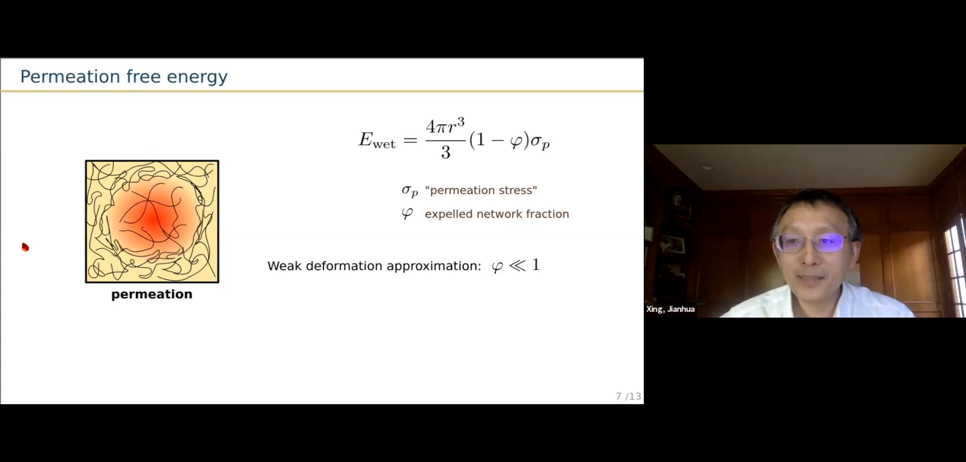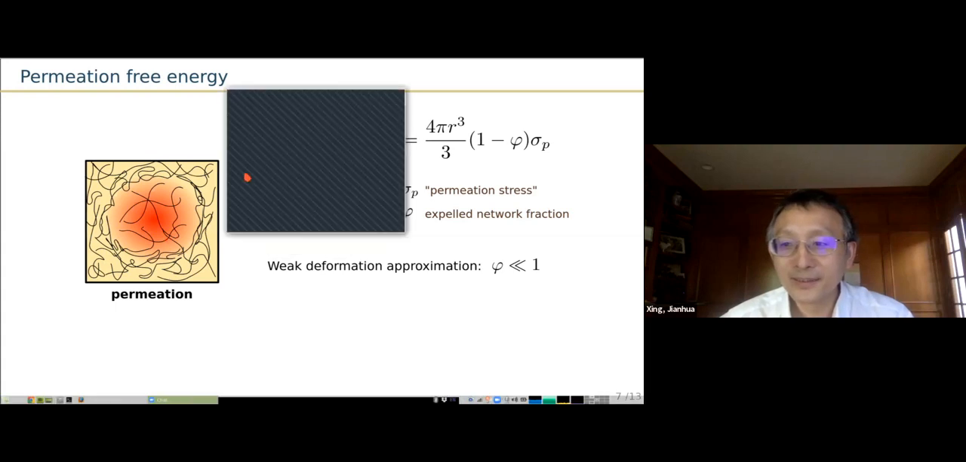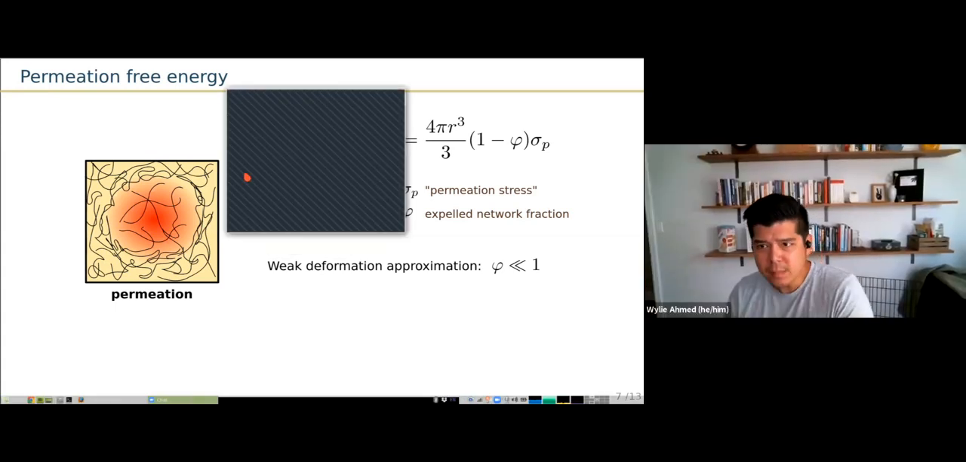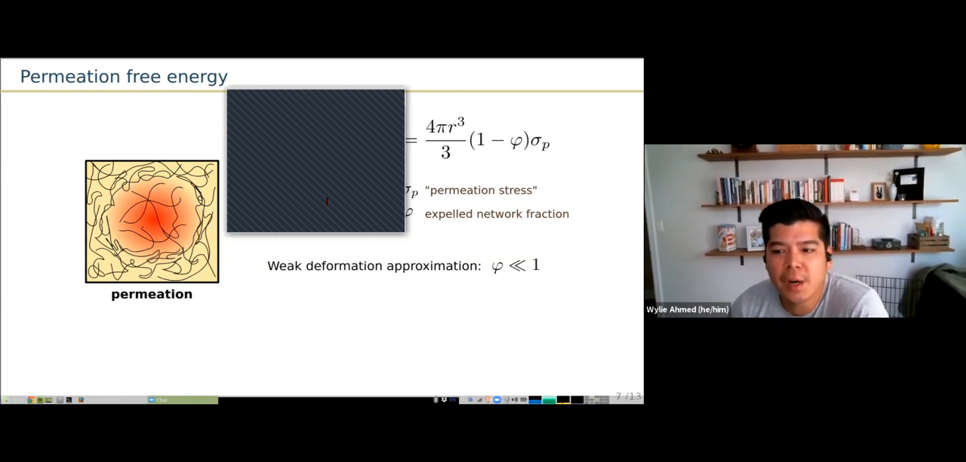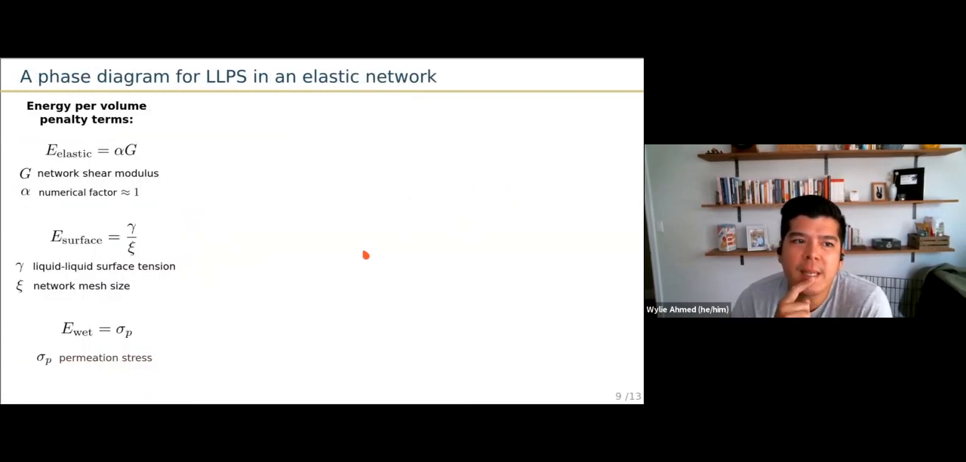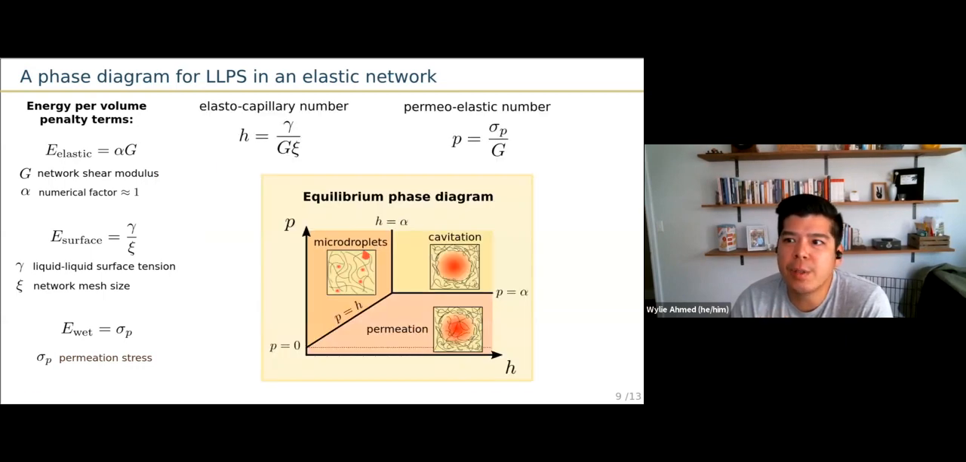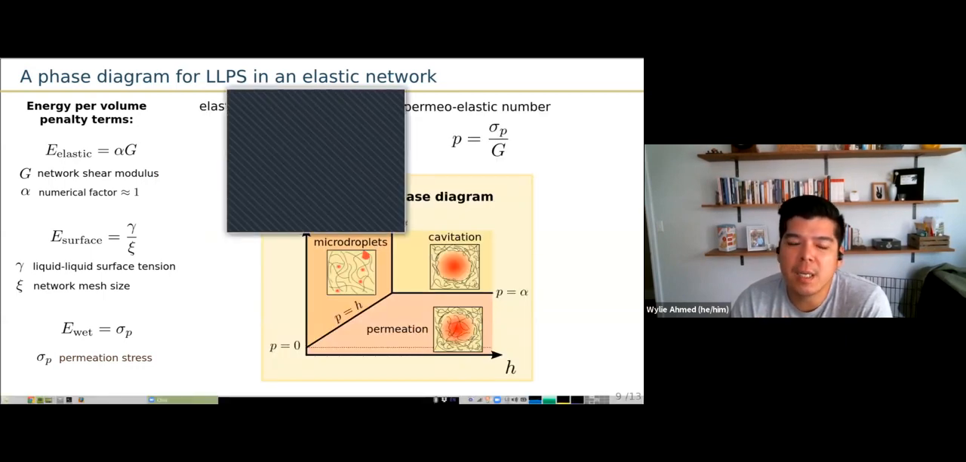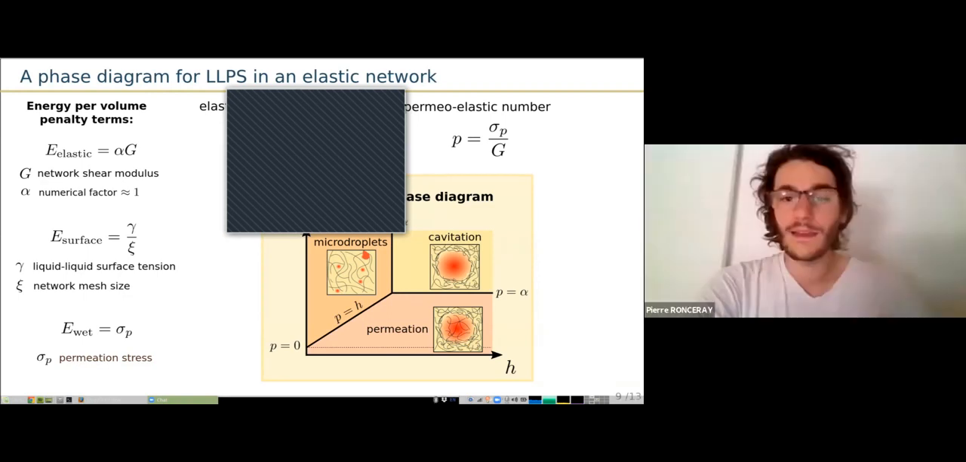Okay. Wiley, do you want to ask a question? Sure. I had a question about the phase diagram. You partially answered it already, but I was wondering about the abrupt transitions between the phases. Do you think that could physically happen in a cell, or would you have to take some more complicated trajectory through phase space, for instance to go from micro droplets to cavitation, where stuff has to move out of the way? I think it's the second one.